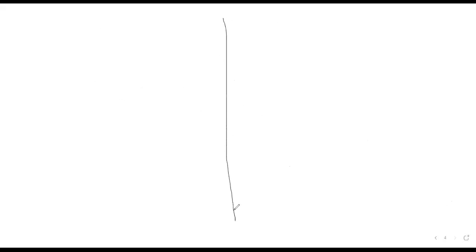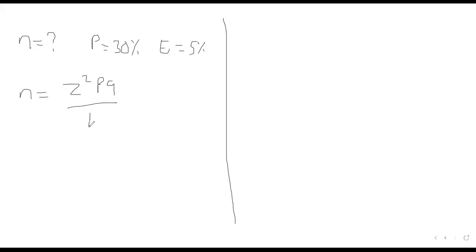Sometimes we'll be given, find the sample size when your proportion is 30% and your error is within plus minus 5%. Here, the formula that you use is determined by what? The variables that you're given. So if you're given PQ, we know that when P is 30, meaning the Q should be 70%, the two must add up to what? 100.